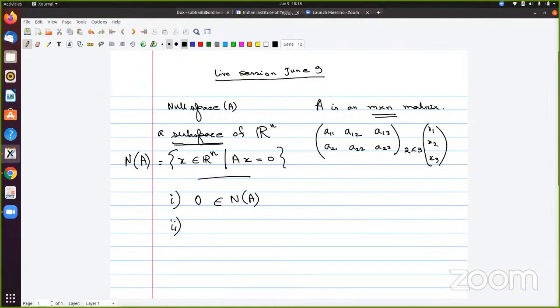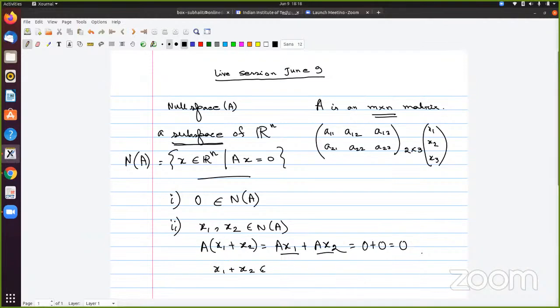What was the second condition? Closure on addition. So if x1 and x2 both are in N of A, does x1 plus x2 belong to N of A? We can prove it. We have already proved it in one of the activity questions. We have to show this is 0. So I can write A of x1 plus x2, and as x1 is in N of A, it is 0. Again, x2 is in N of A, so it is also 0. So 0 plus 0 is 0. Correct? So x1 plus x2 belongs to N of A.